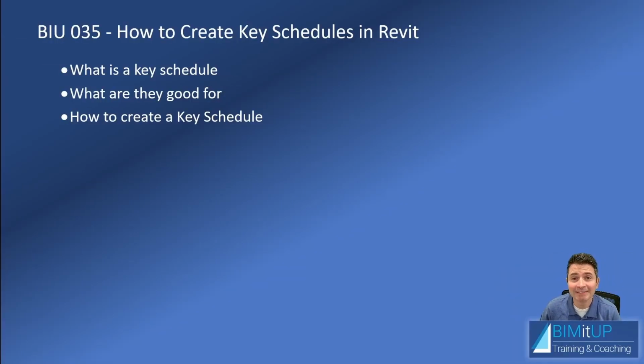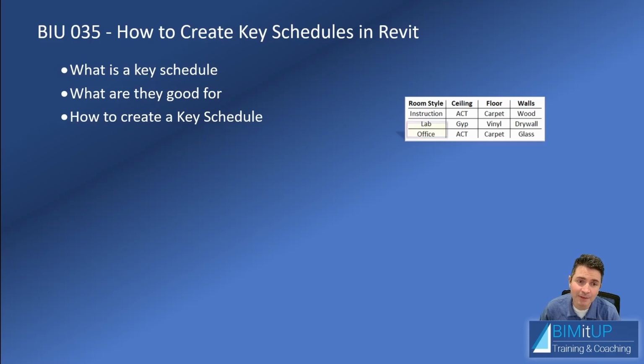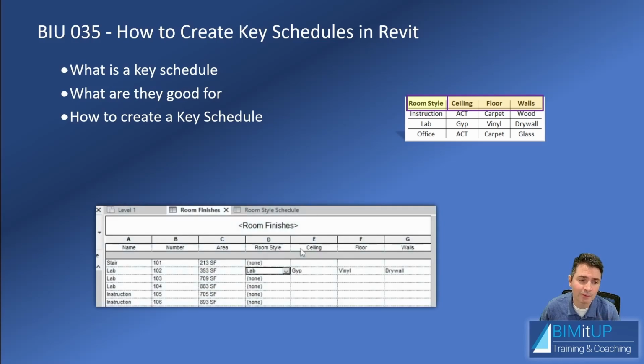The idea is that you're going to be able to define a relationship between one parameter and several other parameters that are going to be driven by the first one. So what I use as an example is a very basic room finish schedule on which when you define the room style, then the ceiling, the floor, and the walls get defined automatically based on that room style.